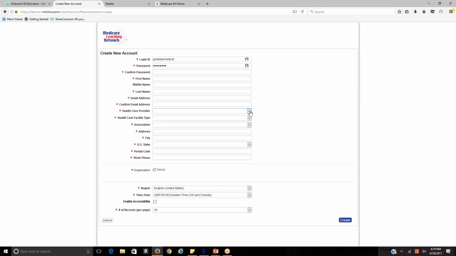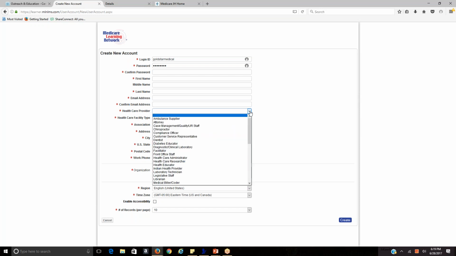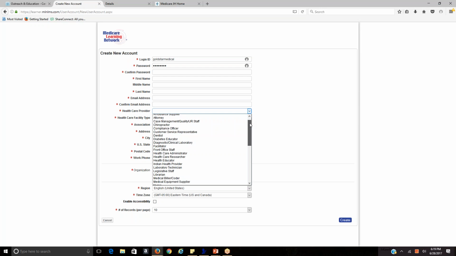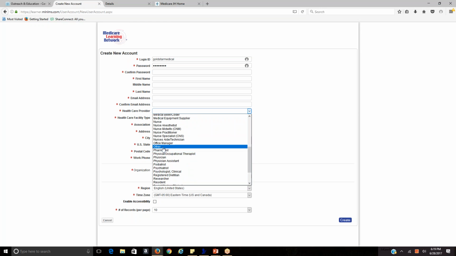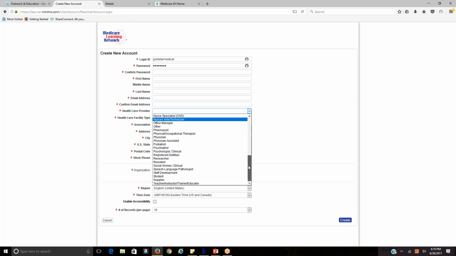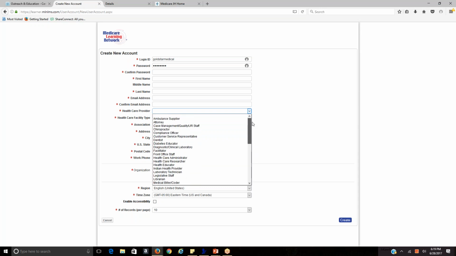What you would want to do is click the drop-down menu, okay? And you can click on Other. You can click on Office Manager. You could click on Student if you wanted to. You just need to click on whatever facility type it is, okay? Customer service representative, whatever you would want to do.